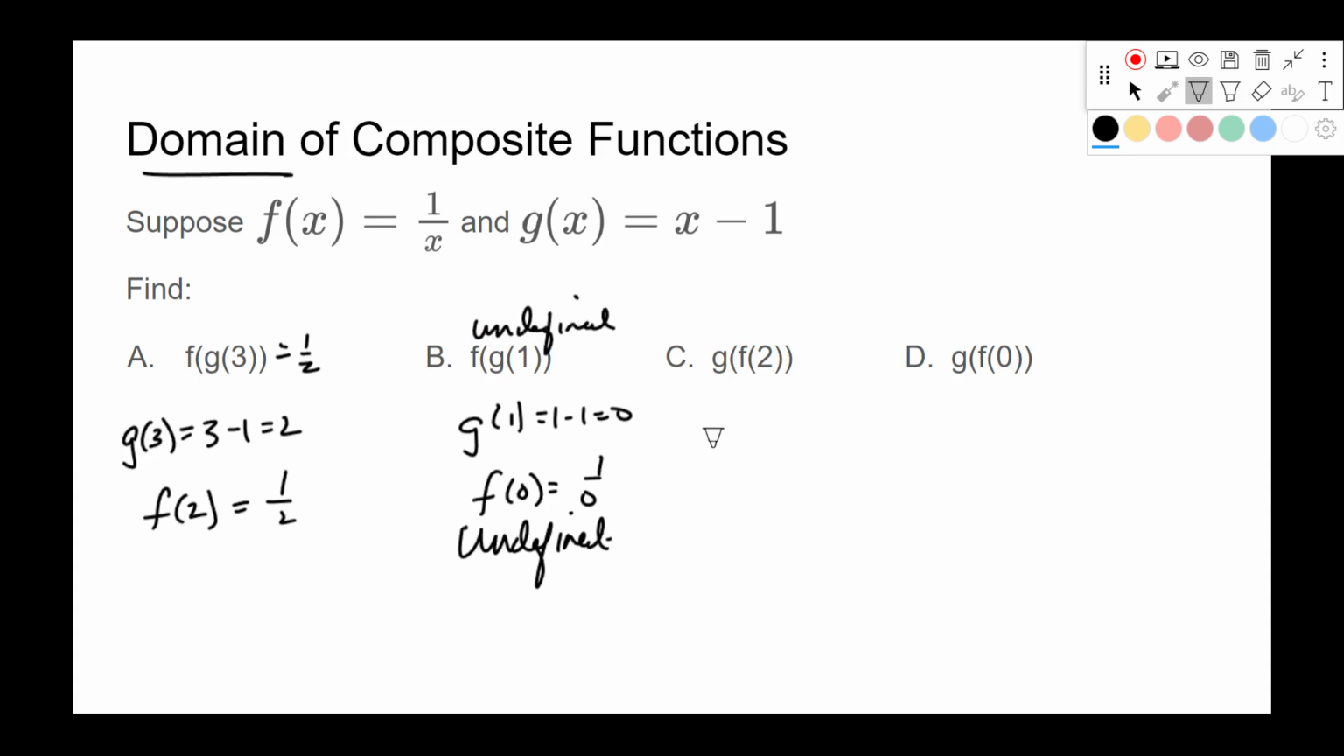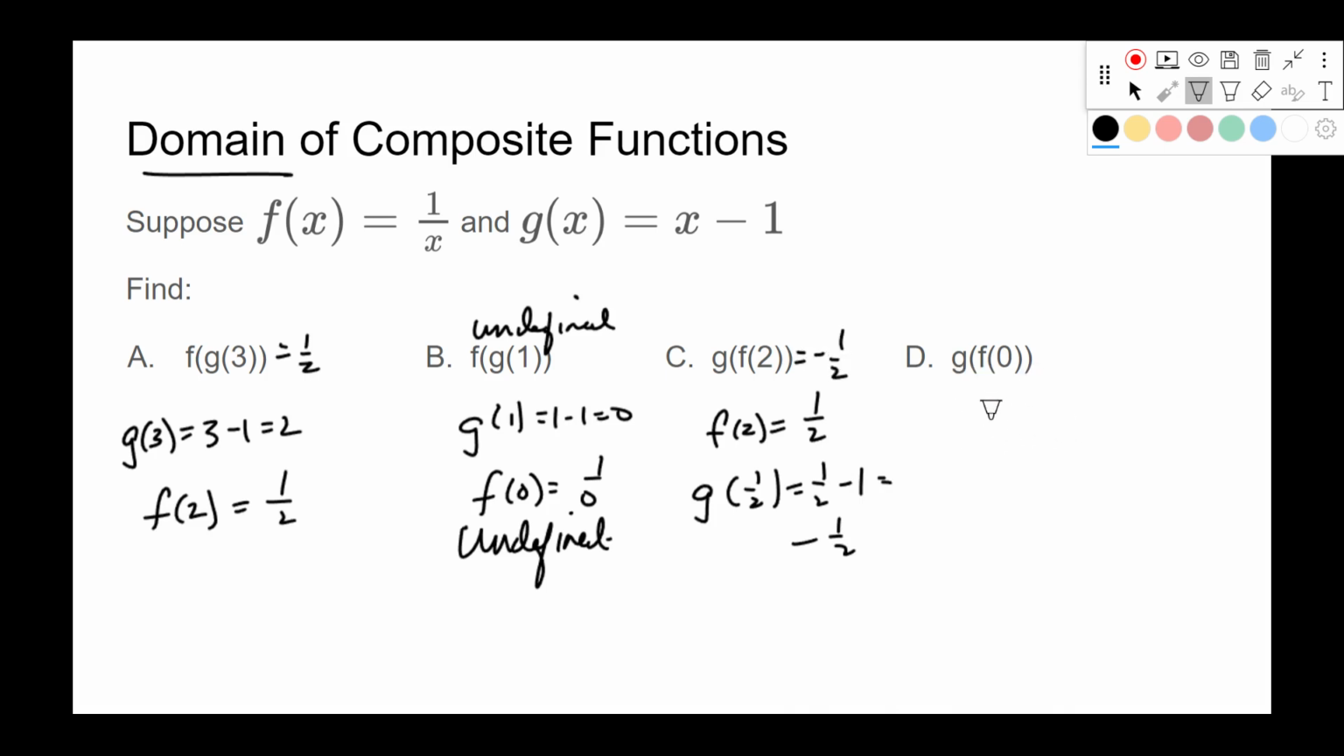Can't have 0 in the denominator. So g of f of 2, let's try that. G of f of 2: f of 2 is 1 over 2. And then g of 1/2 is 1/2 minus 1, negative 1/2. So g of f of 2 is negative 1/2.